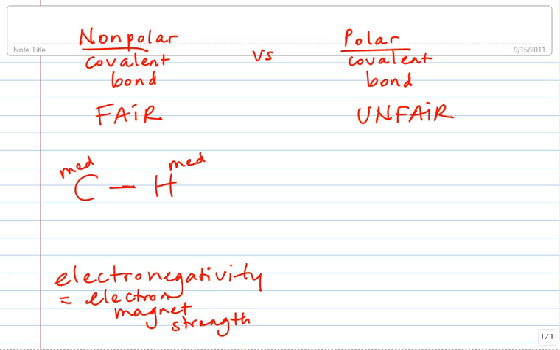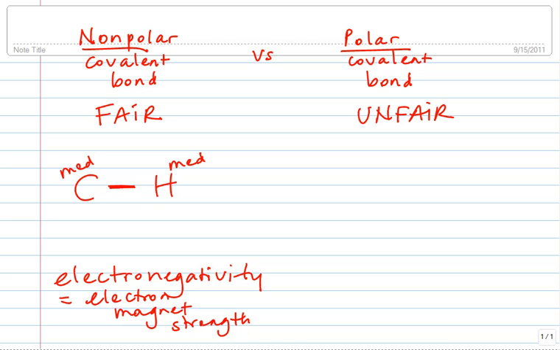So they're equally strong electron magnets. And remember, every bond is really a shared pair of valence electrons. Because carbon and hydrogen are similar in electronegativity, that means that neither atom will hog that shared pair of electrons. And so the sharing is fair, and that is considered a nonpolar bond.